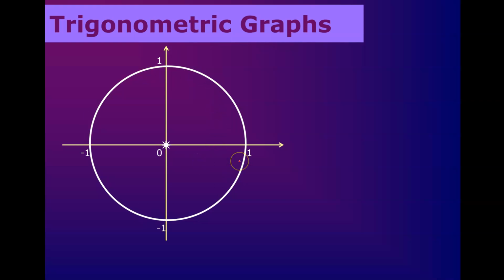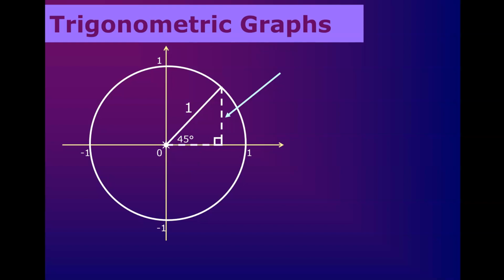Okay, so we are looking at the sine curve to start with. We've got a circle drawn. It has a radius of 1, which is quite important, and we're going to draw a triangle in it. It's 45 degrees. The hypotenuse is 1, and we can work out this height here.